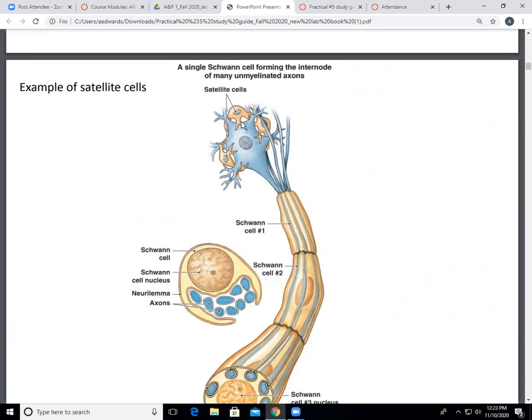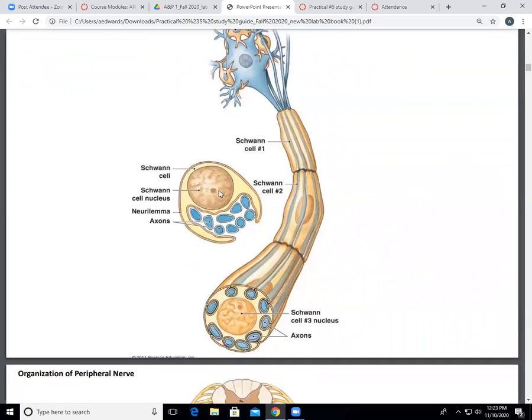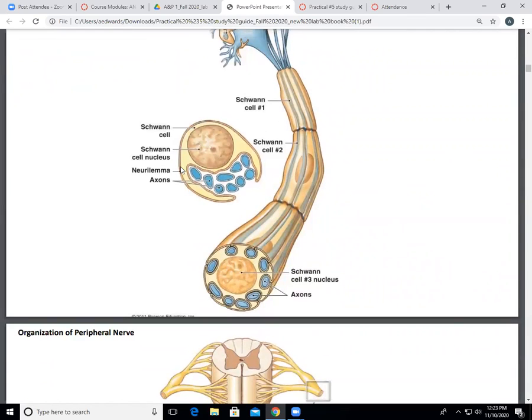So here are satellite cells. Okay, these are a type of nervous system cell surrounding the dendrites and the cell body. These are Schwann cells surrounding the axon. It's the nucleus of the Schwann cell. The plasma membrane of the Schwann cell is called neurolemma. And these are individual axons. All right, so this Schwann cell is surrounding multiple axons.